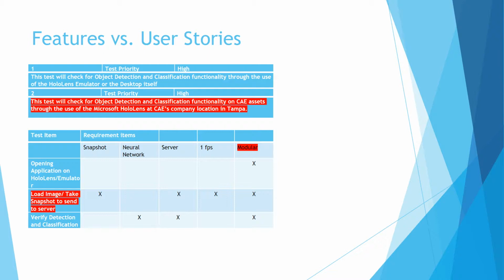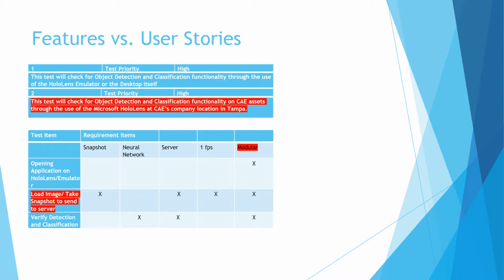And the second test consisted of us testing object detection and classification through the use of Microsoft HoloLens itself once we were able to port the object detection software YOLO onto the headset. Now the chart below these 2 test case items is our traceability matrix. This traceability matrix maps our corresponding user story requirements to our testing items.